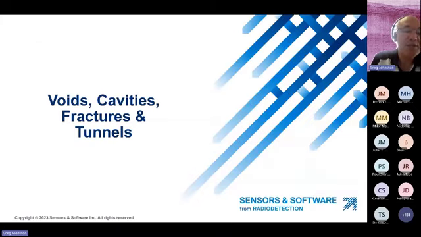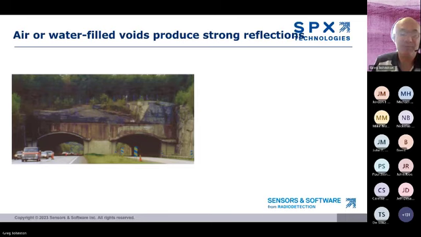Let's move on. Let's talk about voids, cavities, fractures, and tunnels. GPR is really good at finding voids, cavities, fractures, and tunnels. The main reason, as this example shows, is an air-filled void like this car tunnel provides a large contrast with surrounding material and produces strong reflections.